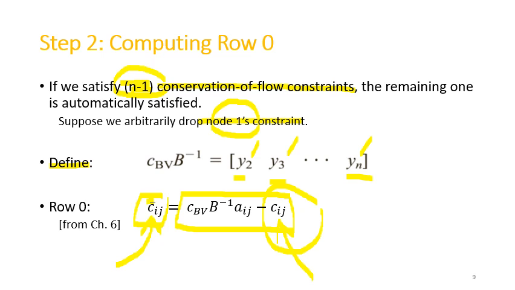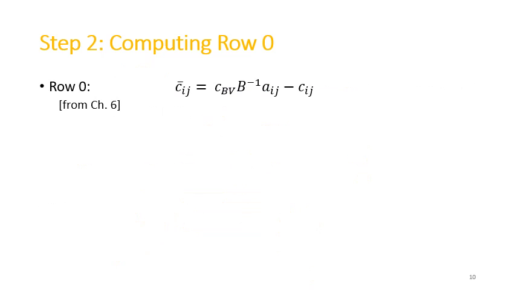Okay, so if you got confused about those symbols and the difference between the coefficient in row 0 and the coefficient of that variable in the original problem, you need to go back to chapter 6 to think about it, okay? Now we're going to use that formula to compute our row 0.